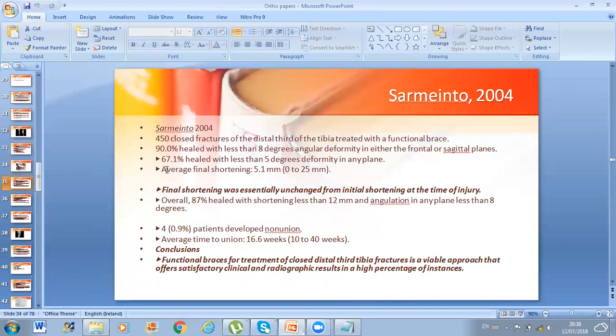So Sarmiento 2004, this is like 450 closed fractures of the distal third tibia treated with a functional brace. And he found that 90% of the patients healed with less than 8 degrees of angular deformity in either the frontal or sagittal plane. He also put that final shortening was essentially unchanged from initial shortening at the time of injury. So the amount of shortening you have after the patient had a fracture will remain the same. So the conclusion is that functional braces for treatment of closed tibial distal third fracture is a viable approach that offers satisfactory clinical and radiographic results in a high percentage of instances.